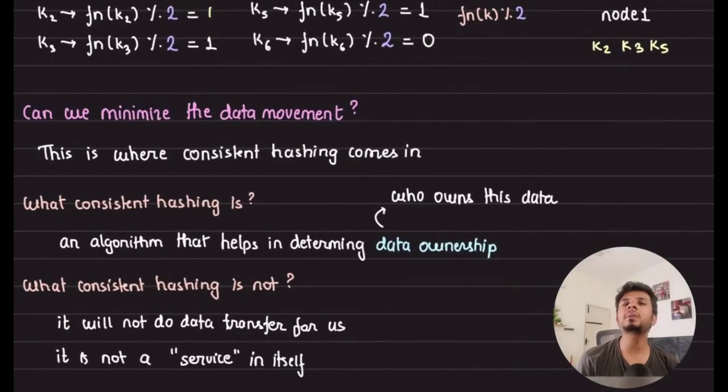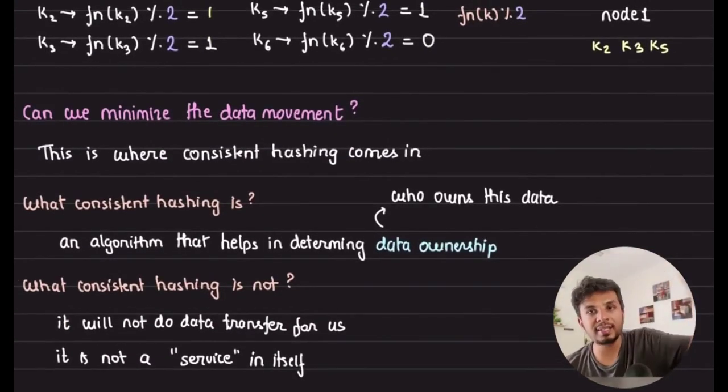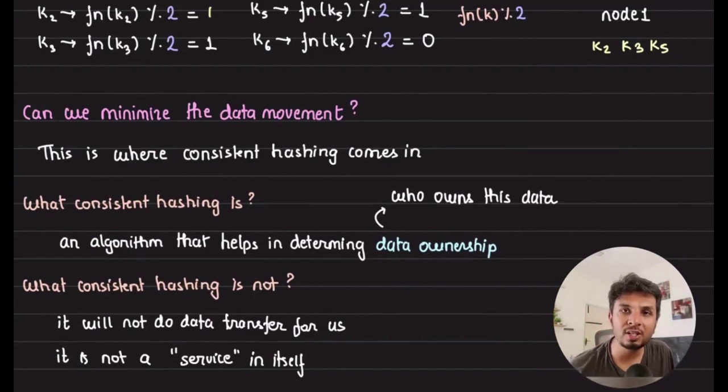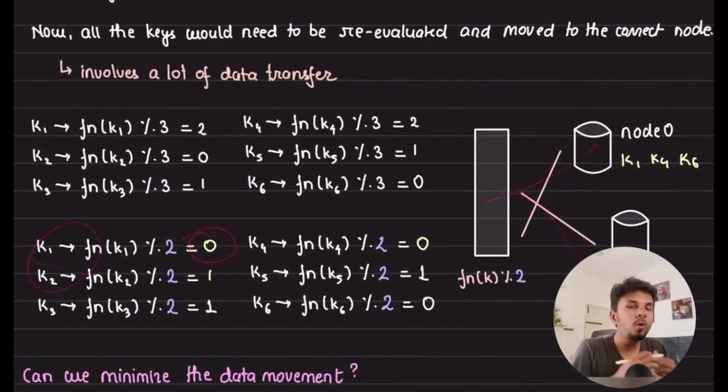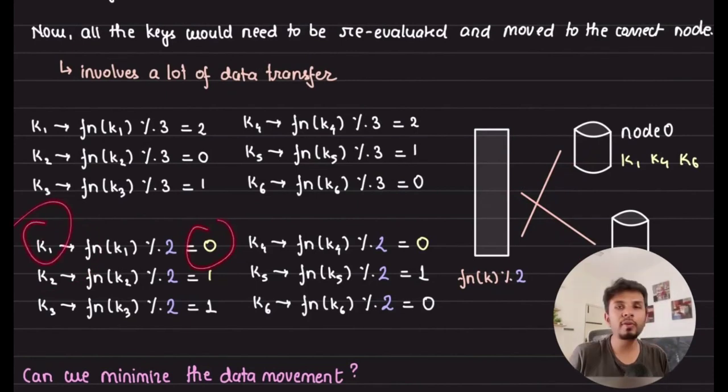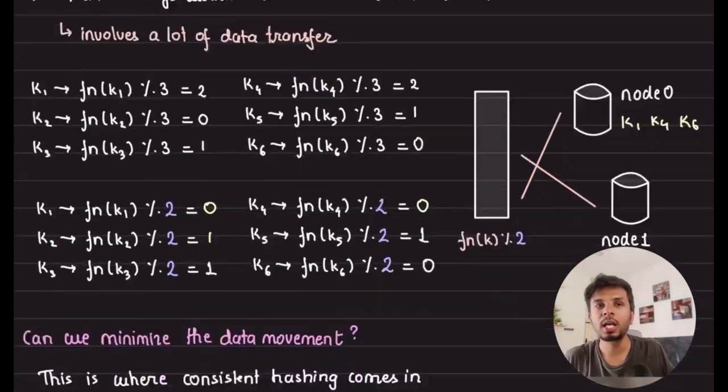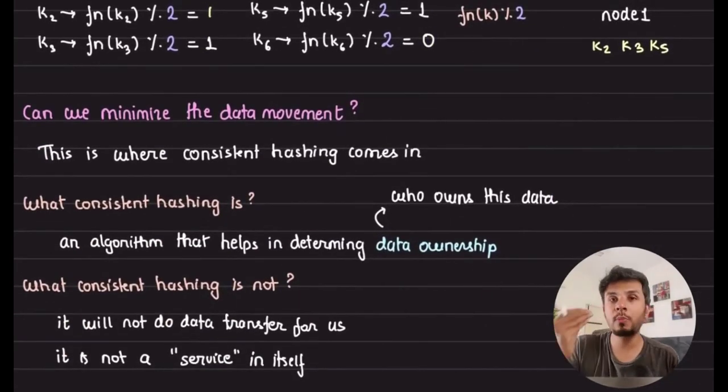So can we minimize data movement? This is where consistent hashing comes in. We spent the last 12 minutes understanding why we need consistent hashing. I hope now that is clear. Now we'll go into the next part, what is consistent hashing. Just like how hash-based routing helped you determine ownership, which node owns which key, consistent hashing also answers the problem of ownership, who owns what. And what consistent hashing is not: consistent hashing will not do data transfer for you.